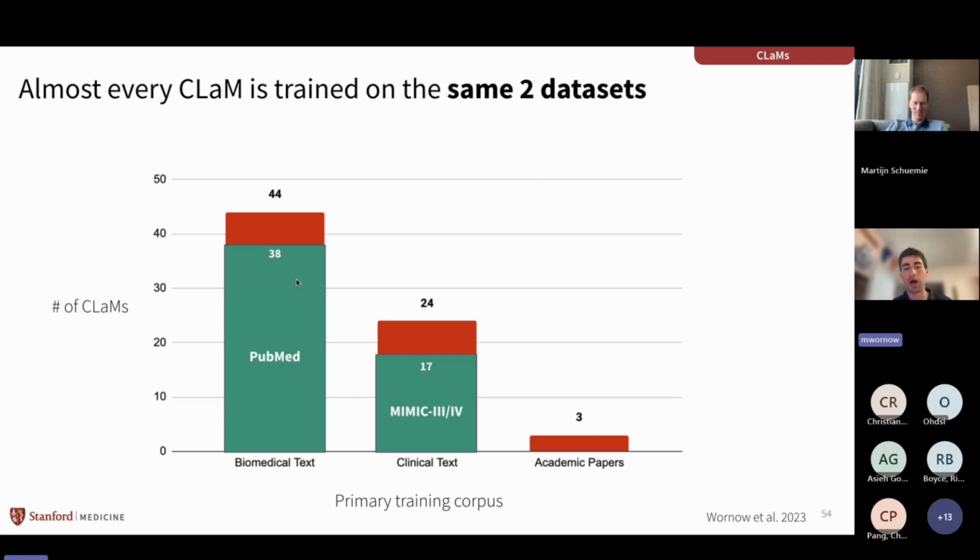Almost all of them are trained on this PubMed corpus, which is a public data set. And then almost all the ones that are trained on clinical text are basically trained on MIMIC, which I think is like 2 million notes or something like that from an ICU, right? So it's a very narrow range of things that these models are actually trained on.